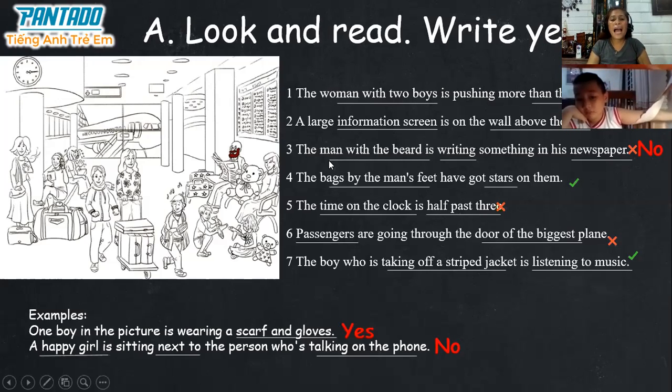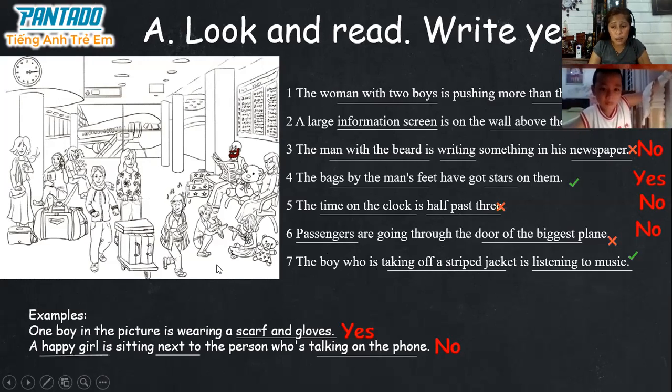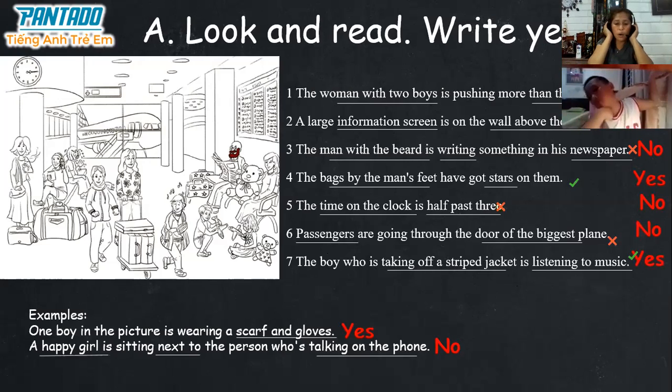Four, the bags by the man's feet have got stars on them. Yeah, very good. Yes, of course, look at this one. The time on the clock is 3:30. No, it's 3:15. It's not 3:30. Number six, passengers are going through the door of the biggest plane. No, they're not going through the door. Number seven, the boy who is taking off a striped jacket is listening to the music. Let us see. Yes, look at this boy. He is enjoying listening to the music like that one. You love to listen to music, Keo?